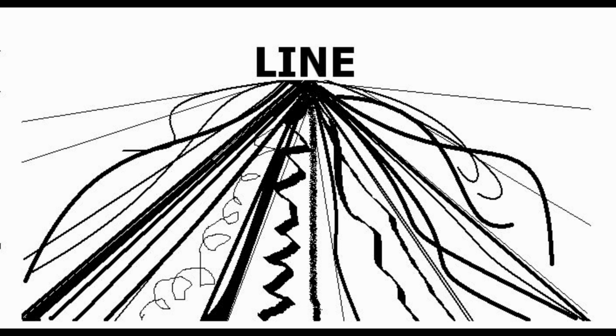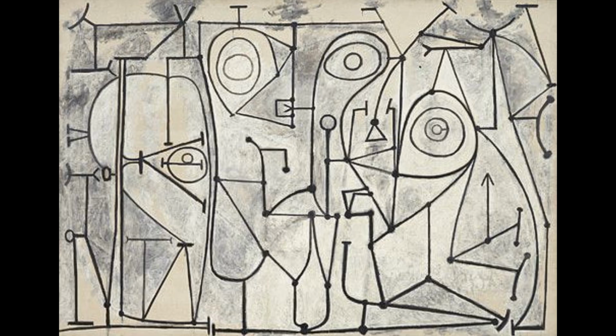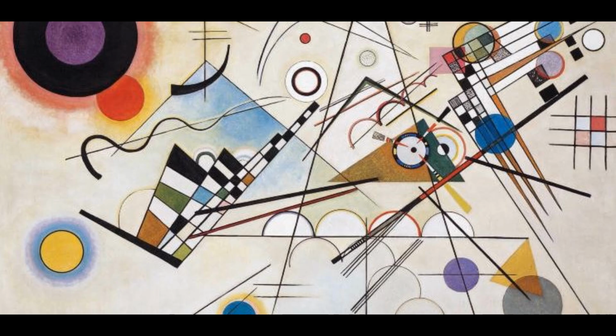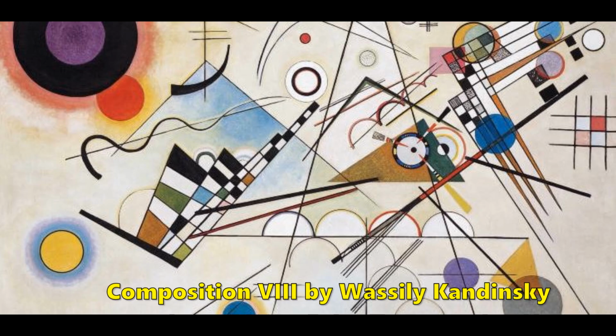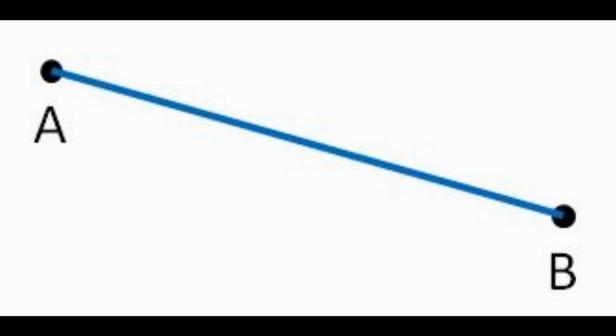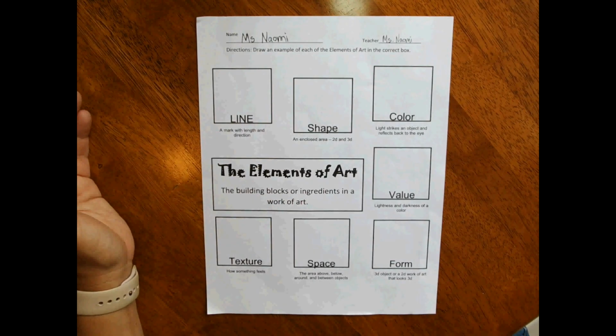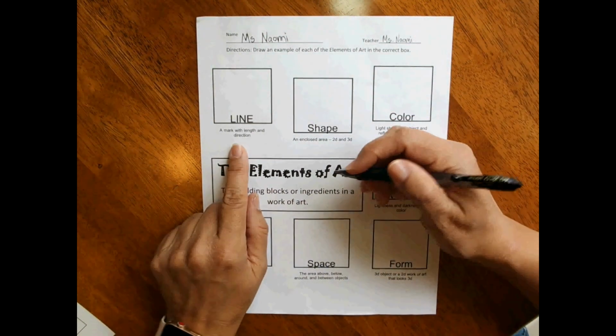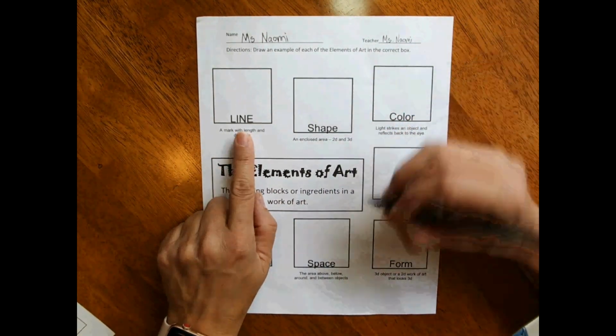The first thing we're going to do is talk about line. What is a line? A line is a path made by a moving point through space. It is one-dimensional and it can vary with width, direction, and length. The best way to memorize this is a line is a dot that likes to take a walk. It goes from one point to another. There are different types of line. In your square, you're going to make a line in any direction you want.